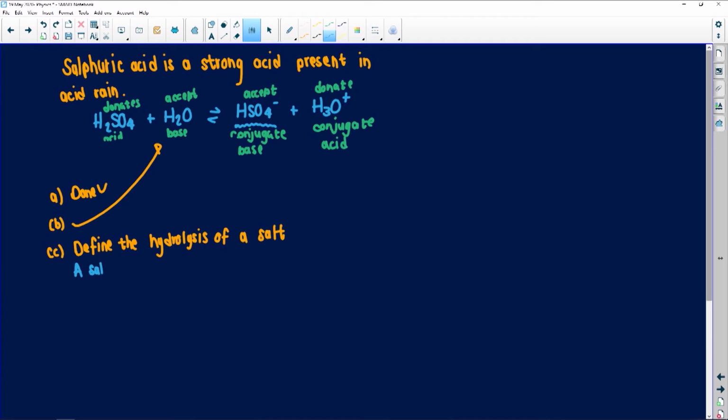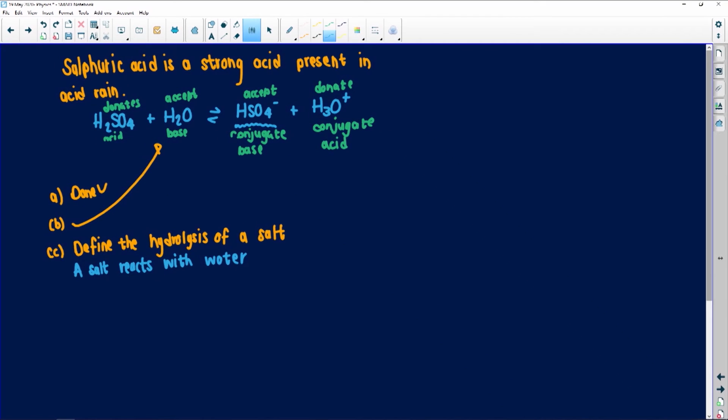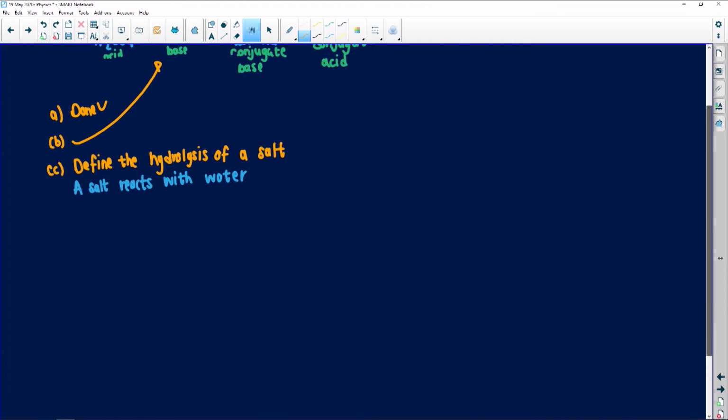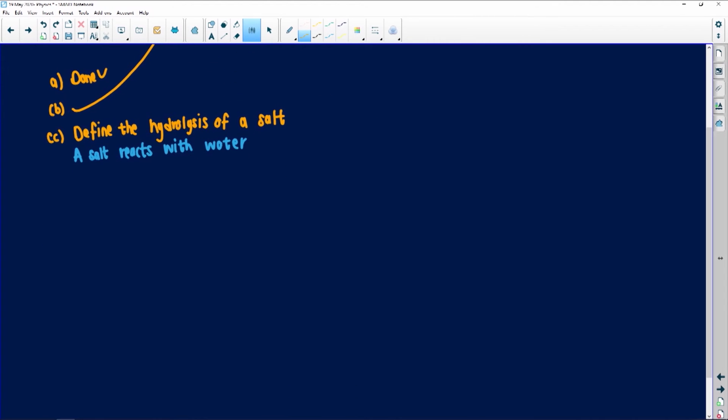A salt reacts with water. I actually remember seeing a question like this in one of the other questions that the children asked. I think it said ammonium pellets, and it was underlined, and it said reacts with water, and then the question said, what do we call that process? If a salt reacts with water, it's hydrolysis. So they can either give it to you the easy way, or try to spice it around by actually underlining a word.